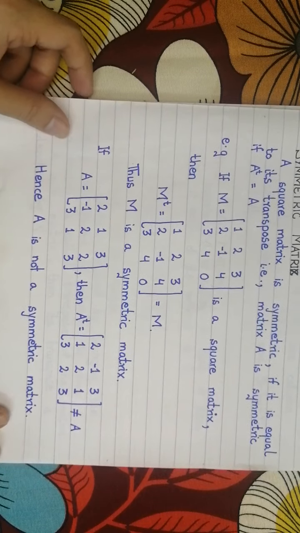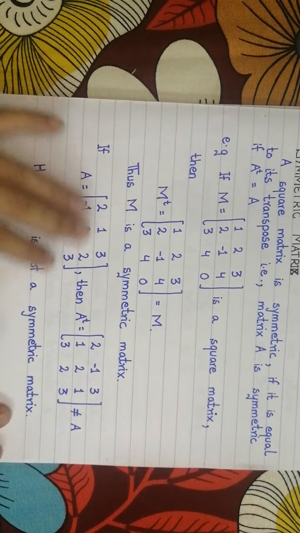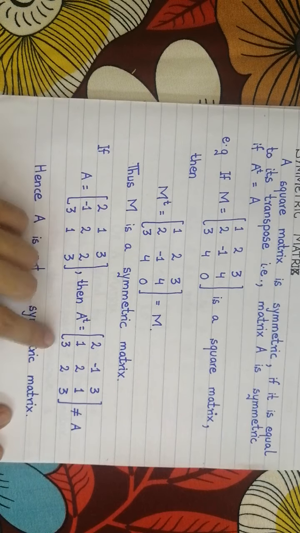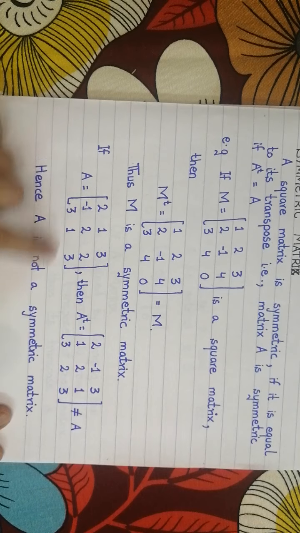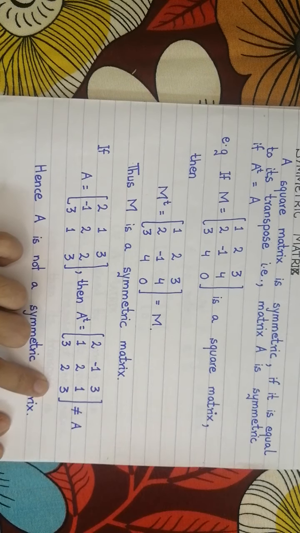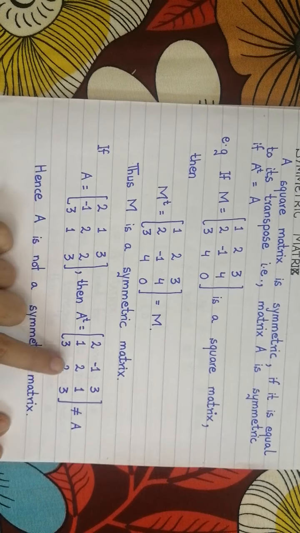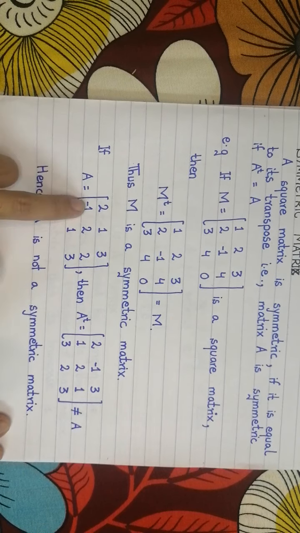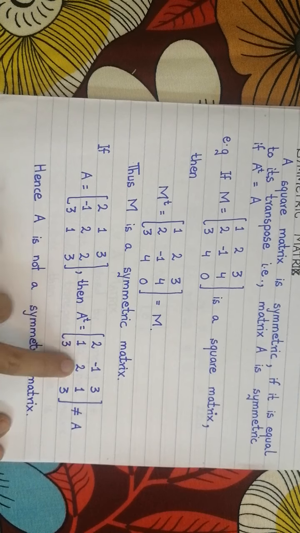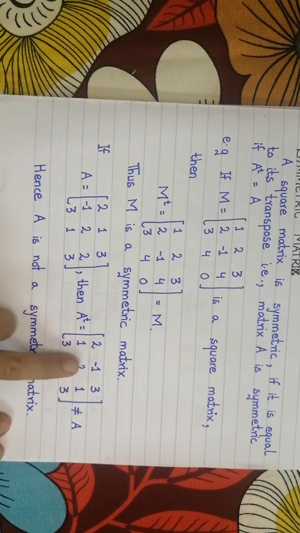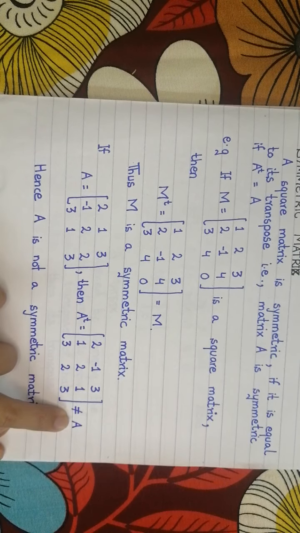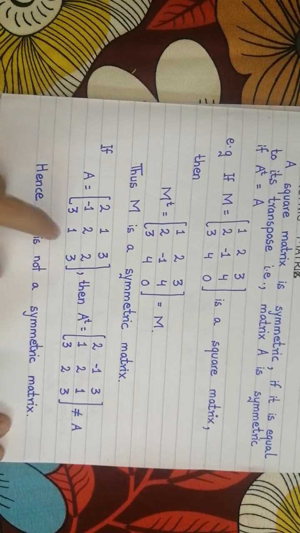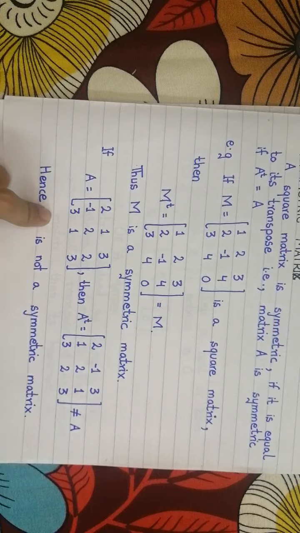Now look at this example. If A is equal to this matrix, then take its transpose, make this row a column, this row a column, and this row a column. Now can you see here some entries are different. Here it is 1 and minus 1, minus 1 and 1, here we have 2, so it is not equal to the original matrix, hence A is not symmetric. In this case A is not symmetric.